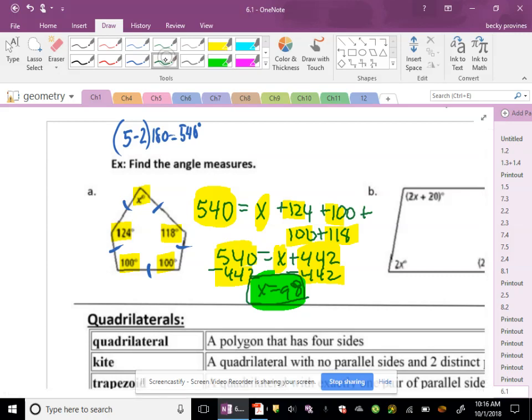Now, is this pentagon regular? Are all the sides and all the angles the same? Now, don't let my little symbols here confuse you. Those I just used for counting. Those do not mean congruent. They are not the same because I know this because all the angles are different. So if the angles are different, it means the sides are different.